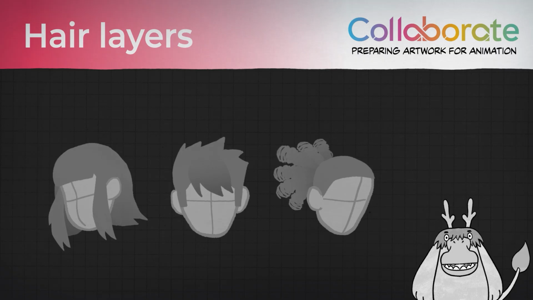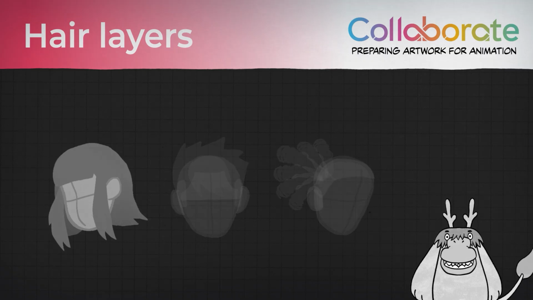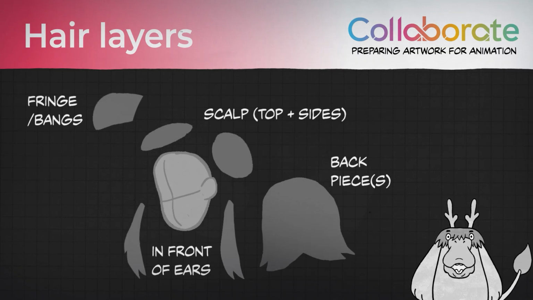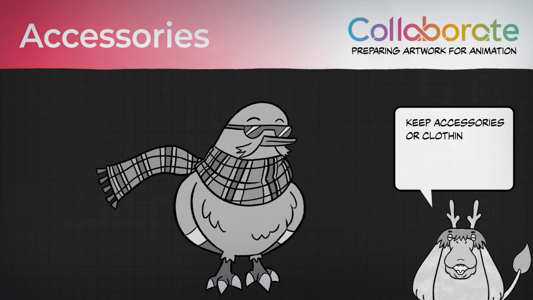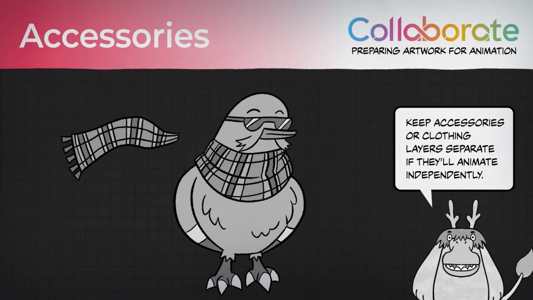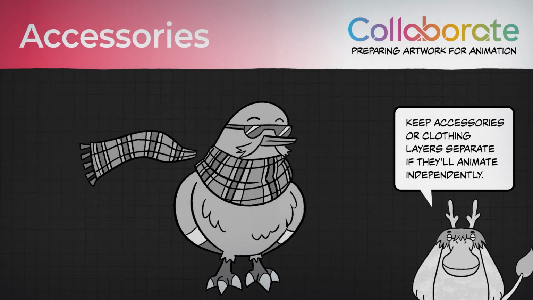Hair can be kept simple for most projects, but if we break the hair down into these pieces, it can be animated a little bit more to give a sense of depth or add a little bit more motion to the head movement. Keep accessories or clothing layers separate if they'll animate independently, like this fashionable scarf.